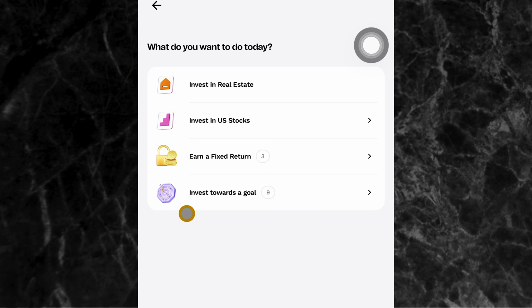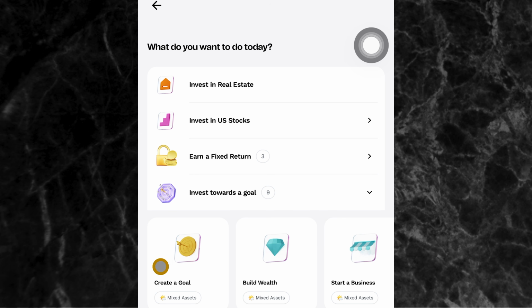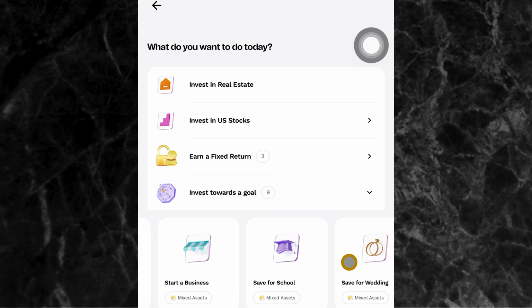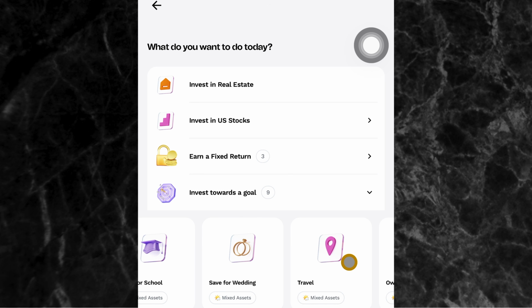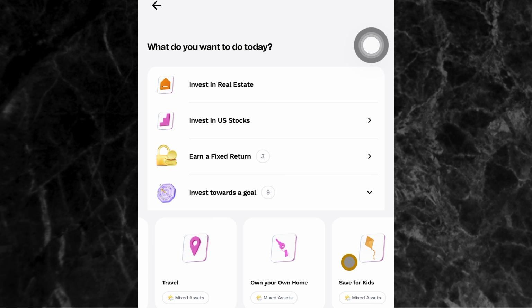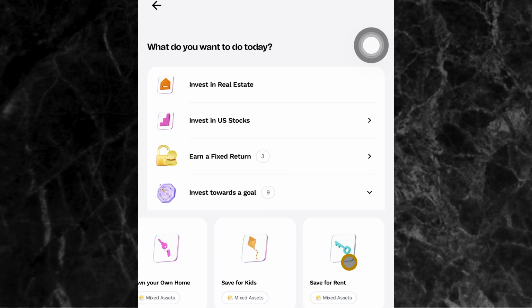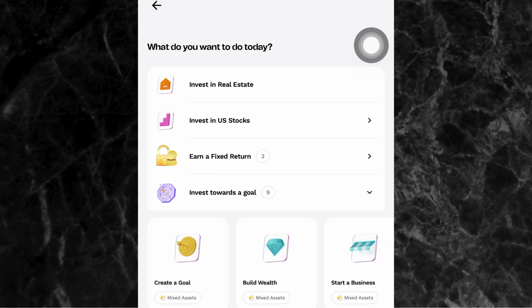The next one, number 4, is invest towards a goal. If you want to invest towards a goal, you can see different goals right here. You have create a goal, build wealth, start a business. If you scroll to the right, you also have save for school, save for wedding, travel, own your own home, save for kids, save for rent, and that is all. So these are different things that you can save for on the app.